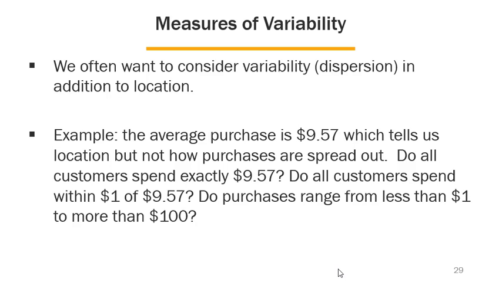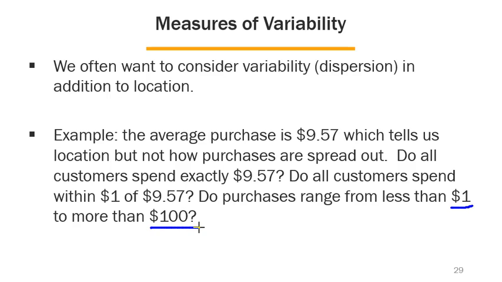Now, the next concept to go over is that of variability. And this is of interest on many occasions because we can consider an example where we have the average, let's say an average purchase of $9.57, and that tells us the location, but it doesn't tell us how the purchases are spread out. So do all customers spend exactly that same amount? Maybe there's just one product and they either buy or don't, so all purchases end up being for the same amount. Or do all customers spend within $1 of that? So a very tight range. Or do purchases range from less than $1, so very small purchases, out to more than $100? We have a lot of variability, if you will.